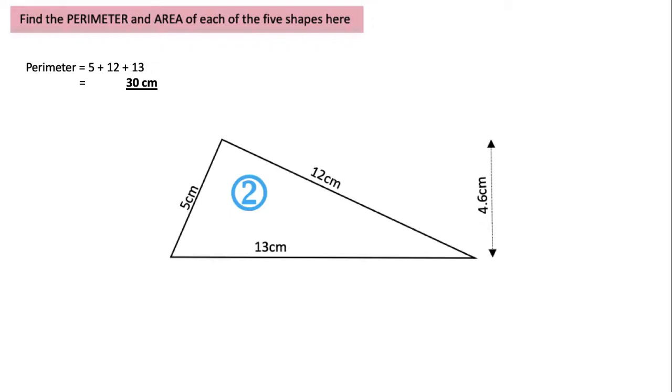But then the area, well, the area is a half times the base times the vertical height for a triangle. So a half times the 13 times the 4.6. And that gives you 29.9 centimeters squared.